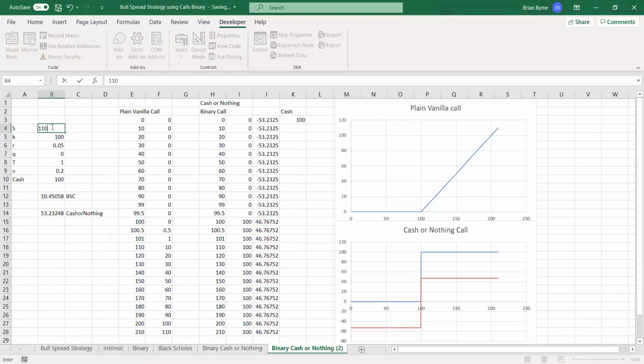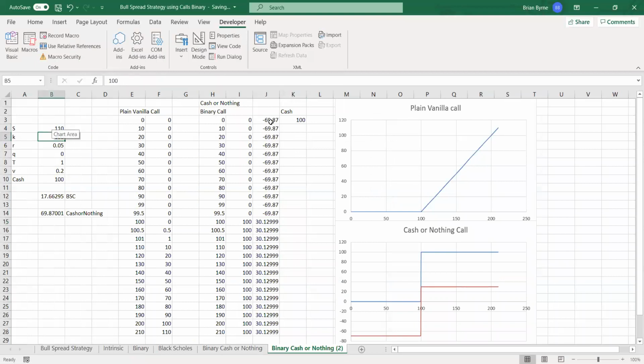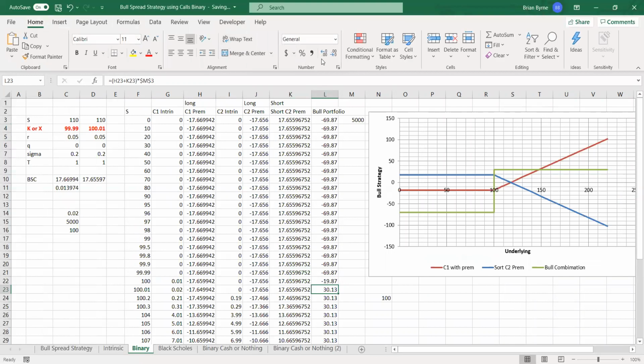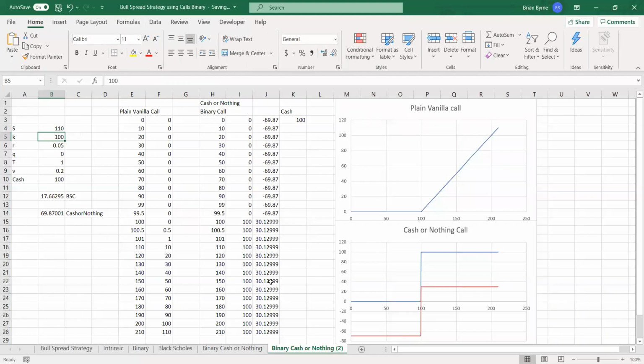Change this to 110, 69.87 using Reiner and Rubenstein. How much do we stand to gain if the option ends up in the money? 30.12. Let's go back, check. Here, 13.30, but I'm sure if we adjust for rounding to the next decimal place, we get a bit closer. No, so it's 13.30, but approximately the same.